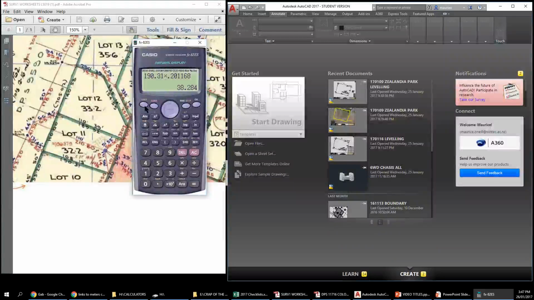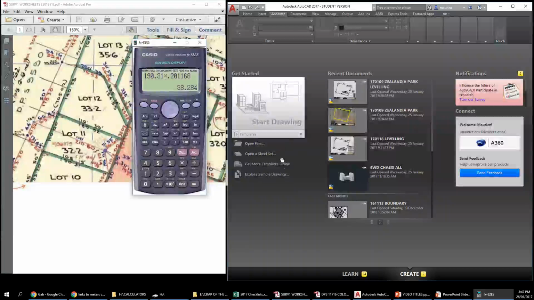And I've got this fixed at there, so I've gone mode, shift setup, and I've gone 6 for fix, and I've fixed it at 3 decimal places. Okay, so we've got 38.284. So now we want to sort of start to draw that up.